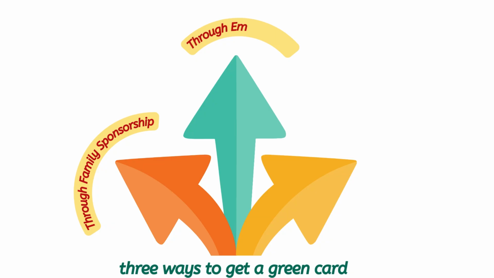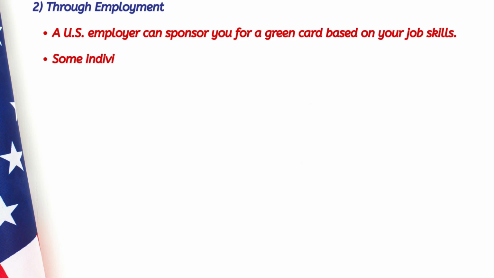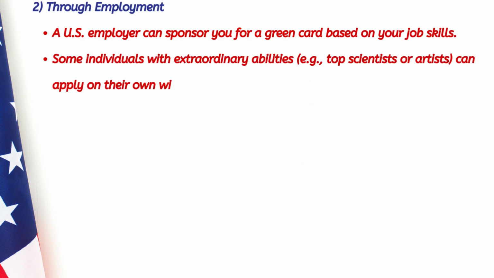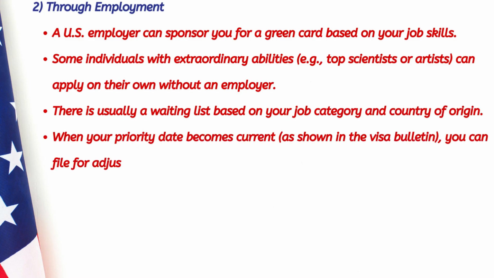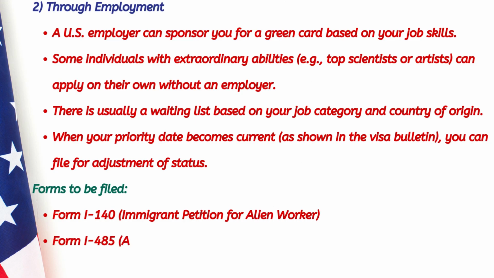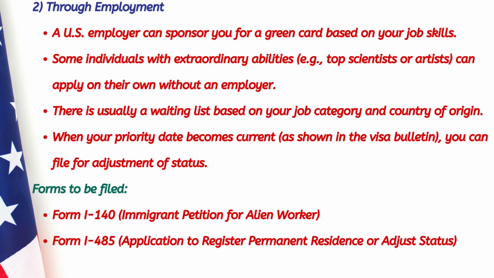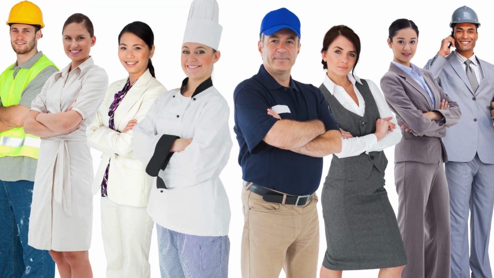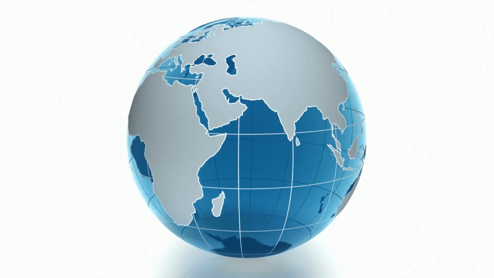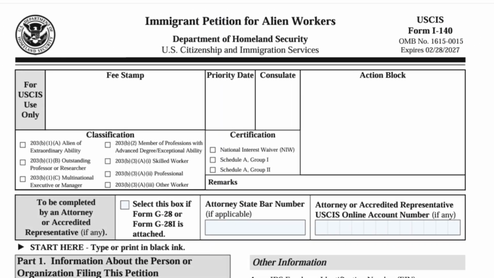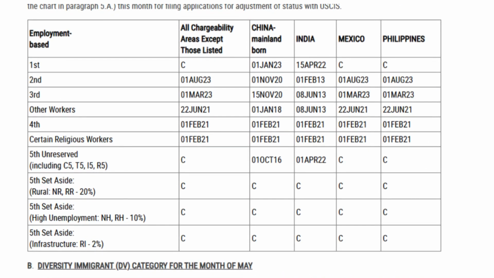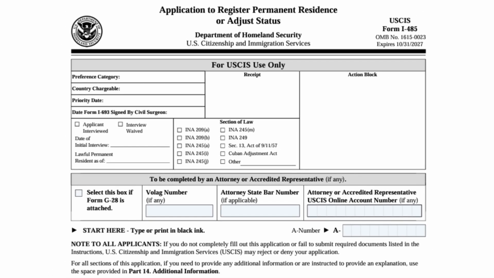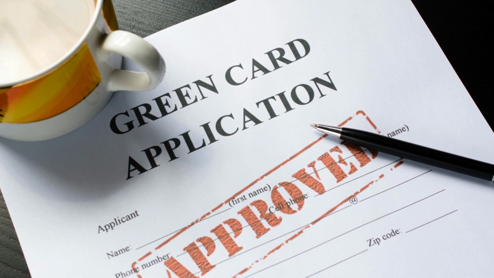The second is through employment. A US employer sponsors you because of your job skills. And in some cases, people with extraordinary abilities like top scientists or artists can apply on their own for a green card without an employer. There's usually a waiting list based on your job type and the country of origin. Once your date becomes current, based on publication in the monthly visa bulletin, you can file your papers for adjustment of status and thereafter receive your green card or LPR.